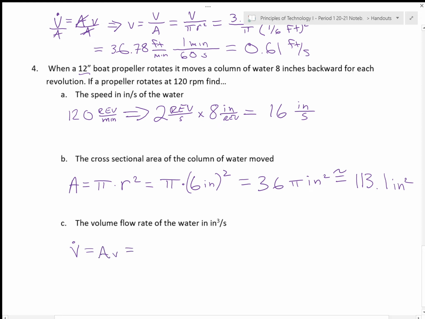For part C, we need to find the volume flow rate. That's going to be equal to the area times the speed that we just found for parts A and B. The area is 113.1 square inches, and we are going to multiply that by the speed of 16 inches per second. Inches squared times inches make cubic inches, and we have seconds on the bottom. 113.1 square inches times 16 inches per second is going to be approximately 1,810 cubic inches per second.